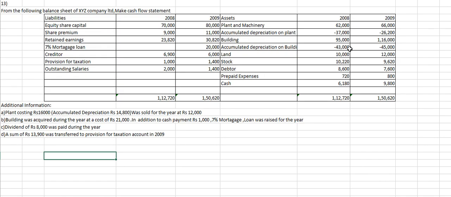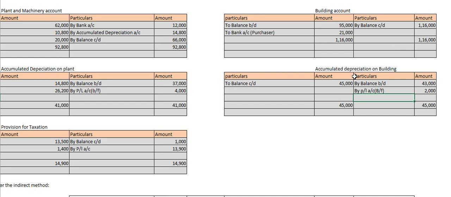So moving on to your accumulated depreciation on buildings account. So what is your balance? 43,000 and 45,000. So by balance brought down 43,000, to balance carried on 45,000. So by profit and loss account, which is a balancing figure, 2,000.